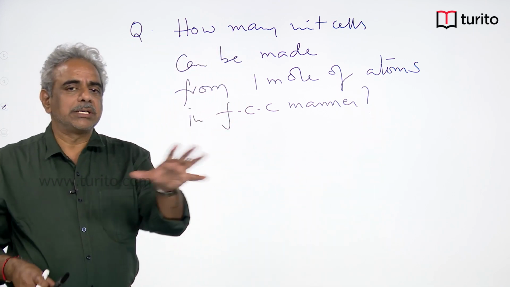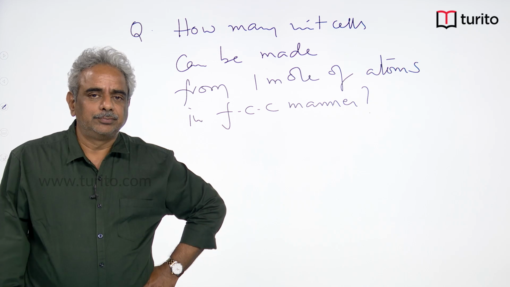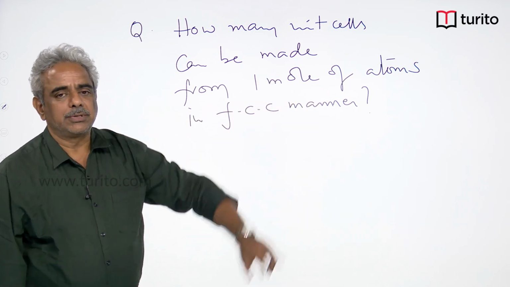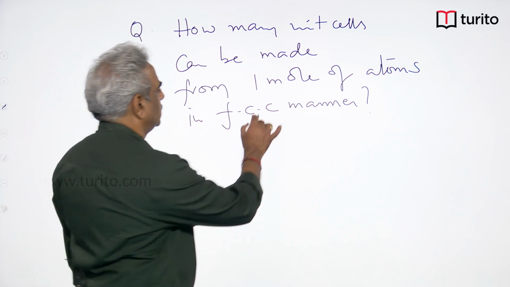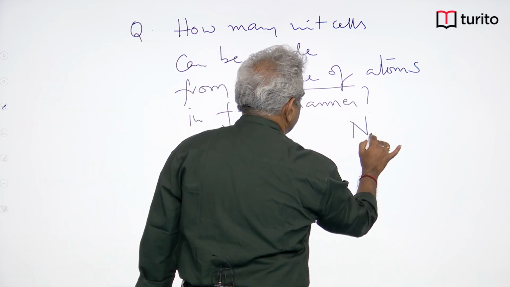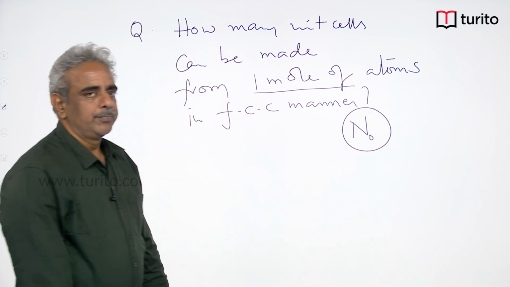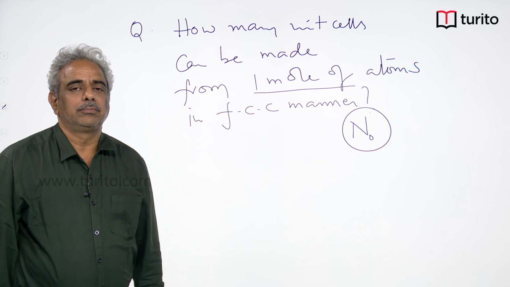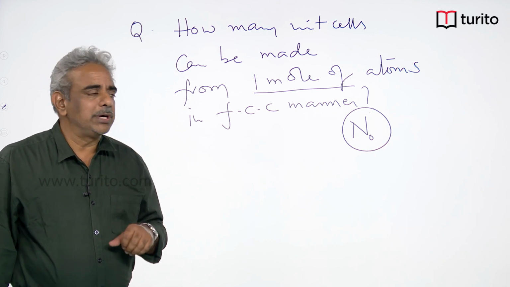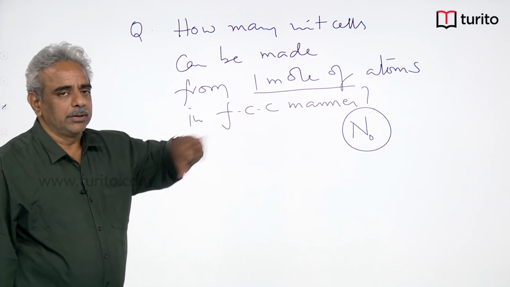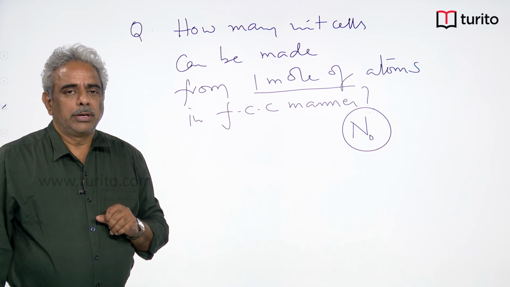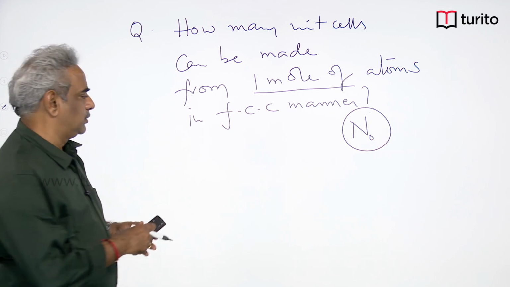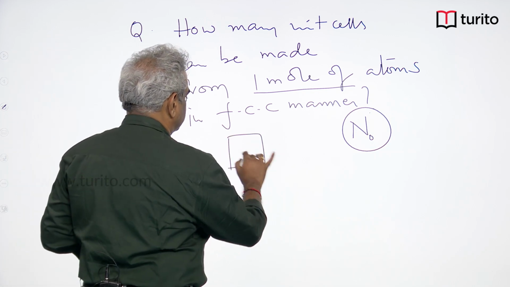If such a question is asked, some of the students generally ask, I have got n atoms, 1 mole of atoms. 1 mole of atoms means I have got this many atoms. What is he asking? How many unit cells can I prepare? What kind of unit cells? FCC. Immediately what should you get into your mind? FCC unit cell means there will be 4 atoms per unit cell.